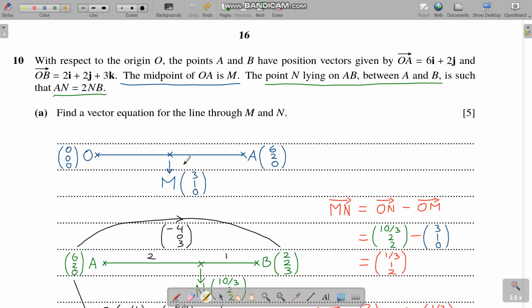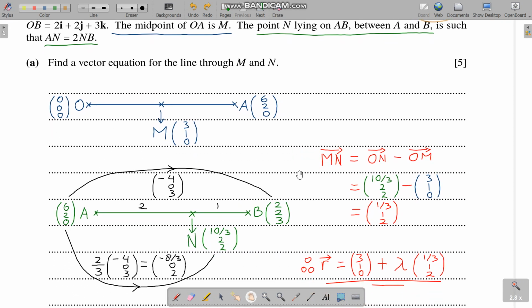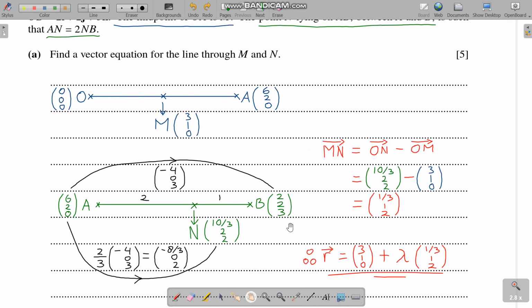The coordinates of O is the origin 0, 0, 0. A is 6, 2, 0. There's no k component, so the k is 0. So that's A. And in the middle between 0 and 6 there will be 3. In the middle between 0 and 2, there will be 1. And between 0 and 0, there is 0. Basically just like finding the average, 0 plus 6 divided by 2, and so on. So that's the M. And now for the N.